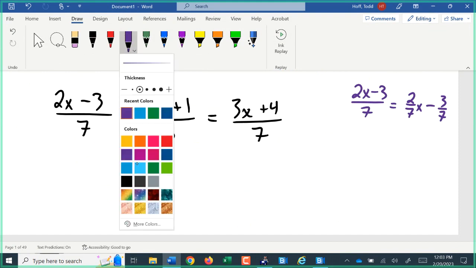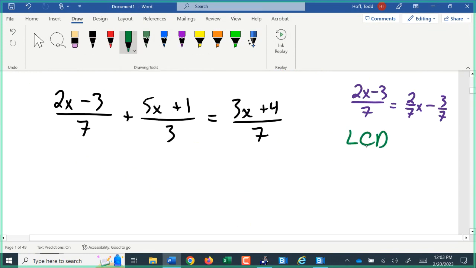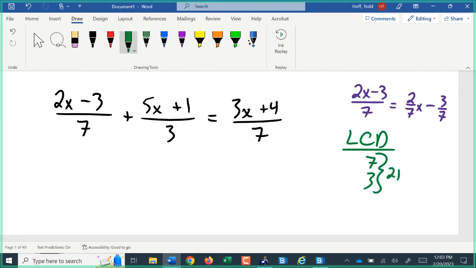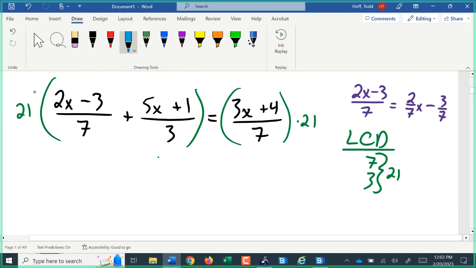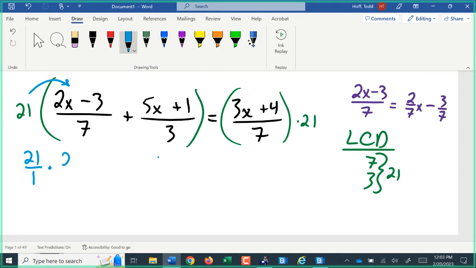Our least common denominator here, we have denominators of 7, 3, and 7, so just 7 and 3. That's going to be 21. So I can multiply both sides of this by 21. On the left side here, 21 times (2x minus 3) over 7. Make that 21 over 1 times (2x minus 3) over 7.